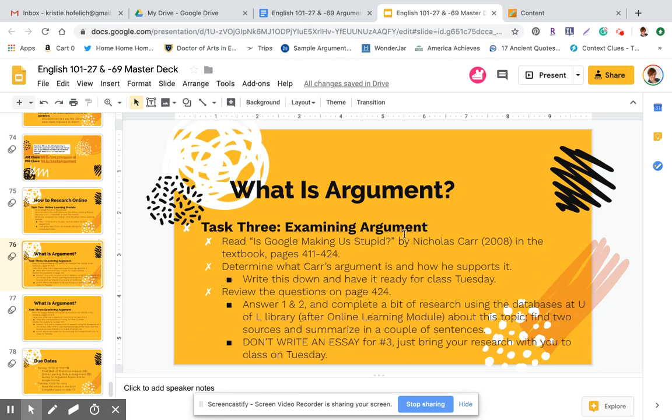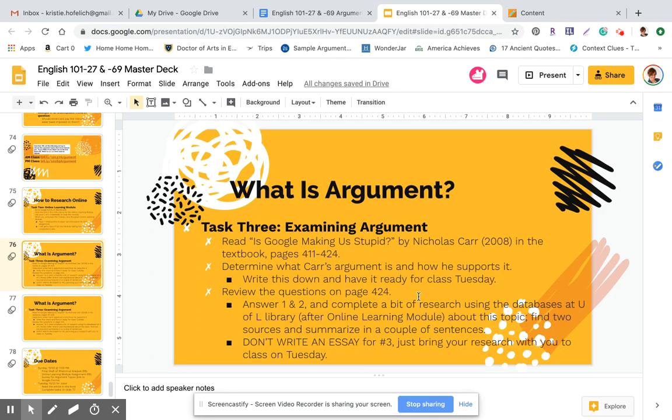After you're finished, you're going to actually be looking at an argument. So in your textbook, the good old textbook we haven't seen in weeks, there's an article called "Is Google Making Us Stupid?" And it's a little bit longer because this argument project is not going to be a one-page essay. It's going to be a project. So I don't know how many pages, so don't ask me. I'll figure that out later. But for now, read this article and determine what his argument is and how he supports it. You're going to write that down and have it ready for class.